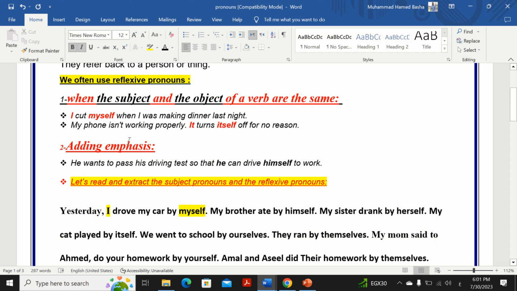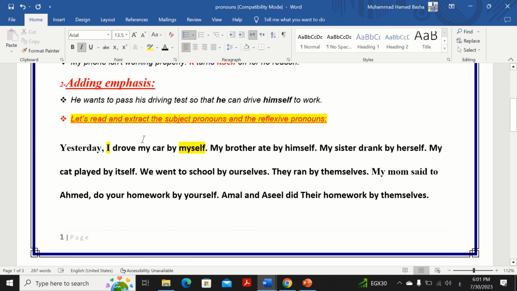Number two, adding emphasis. When we try to emphasize a verb or the doer of a verb, like: he wants to pass his driving test so that he can drive himself. He can drive himself. Drive who? Himself. The subject here is he, and the reflexive pronoun for he is himself.